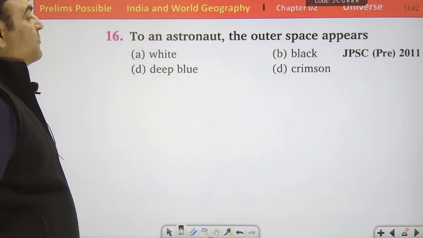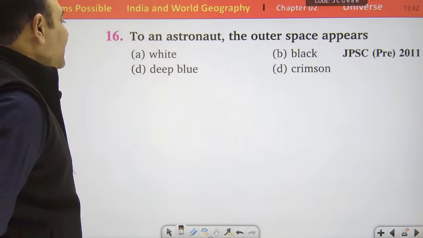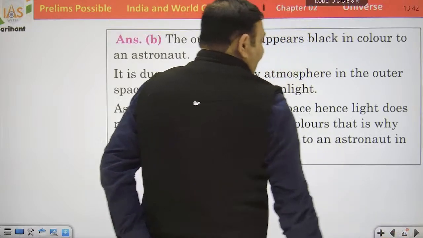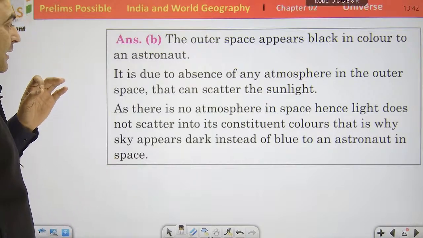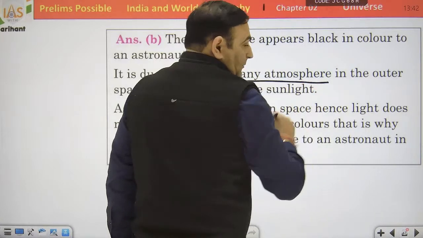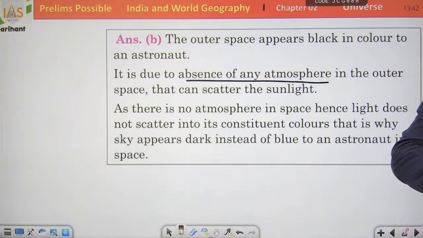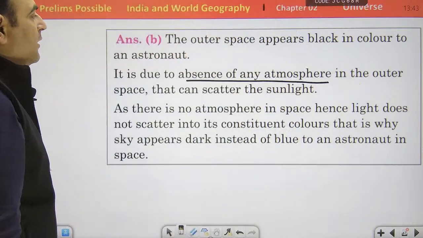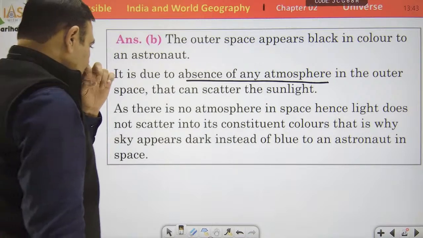To an astronaut, outer space appears black. Why? Because there is an absence of atmosphere. And when there is an absence of atmosphere, the light cannot scatter. When the light cannot scatter, there is an absence of light. Clear?